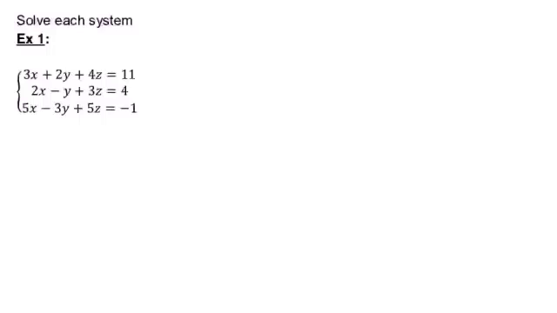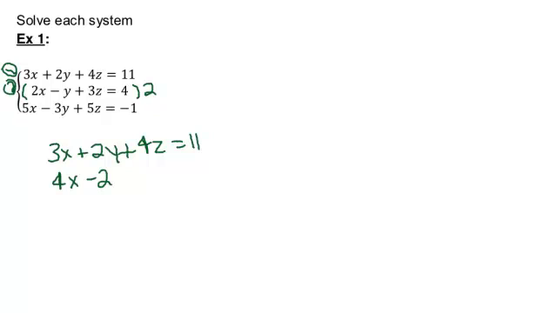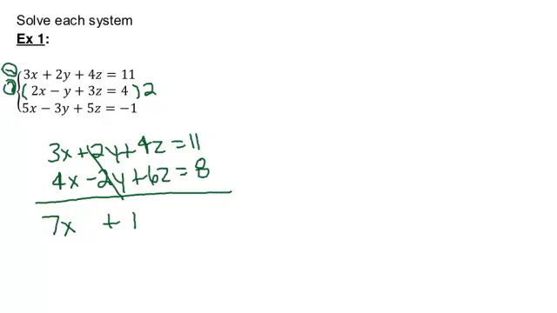If we look at our equations, equation 1 and 2 can be easily changed so that we can use elimination. So if we start with the first equation, 3x plus 2y plus 4z equals 11, notice that if we multiply our second equation by 2, then our y's will be eliminated. So if we multiply by 2, we get 4x minus 2y plus 6z equals 8. We're going to use elimination, so we have 7x, y's eliminated, plus 10z equals 19.